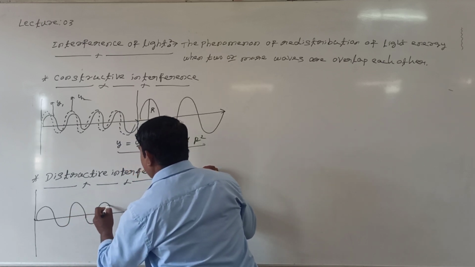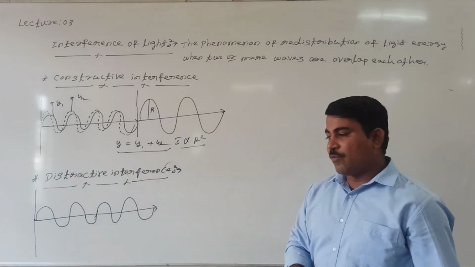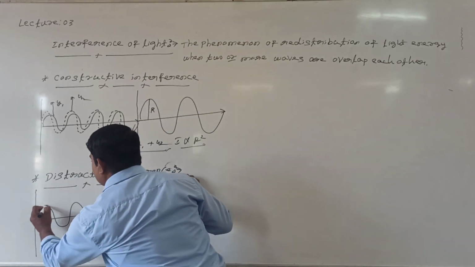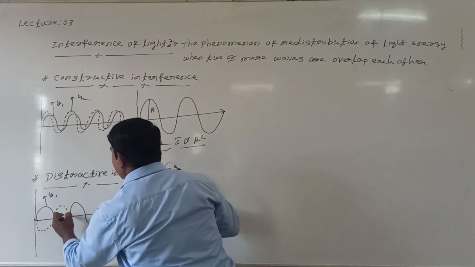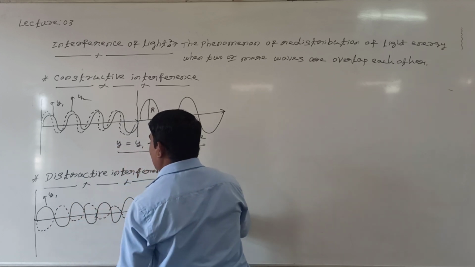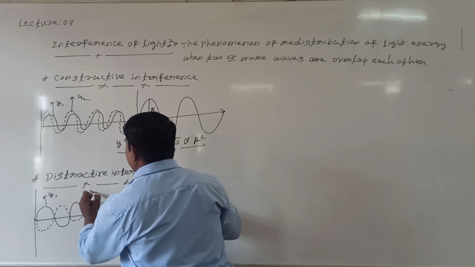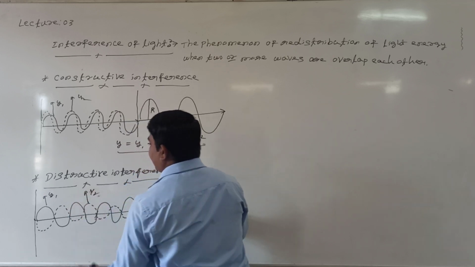Like this, a wave can be emitted in this fashion. How much displacement does it have? The displacement can be represented by y1. Let us take one more type of wave being emitted, and they can overlap each other, like this. How much is its displacement? It has a displacement of y2.